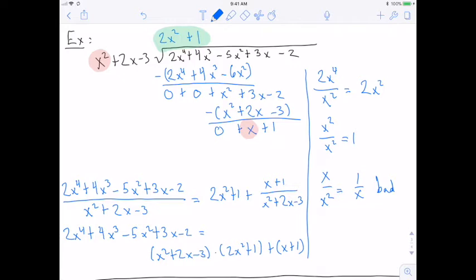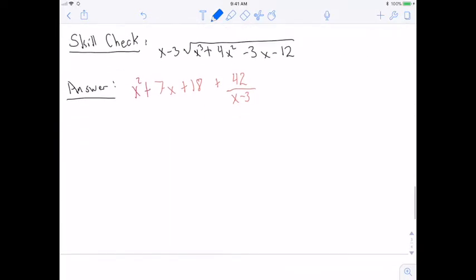To finish off this section, we have a skill check. So try and do this long division on your own, and the answer you should get is x squared plus 7x plus 18, with a remainder of 42.